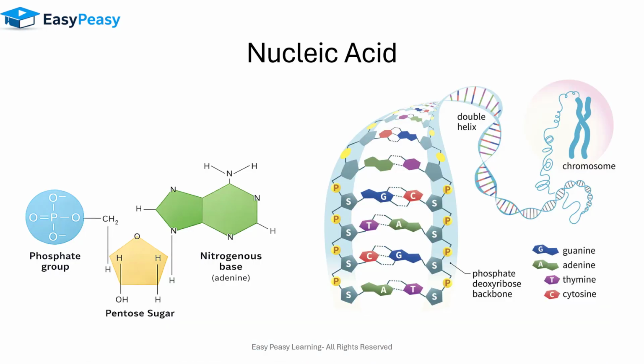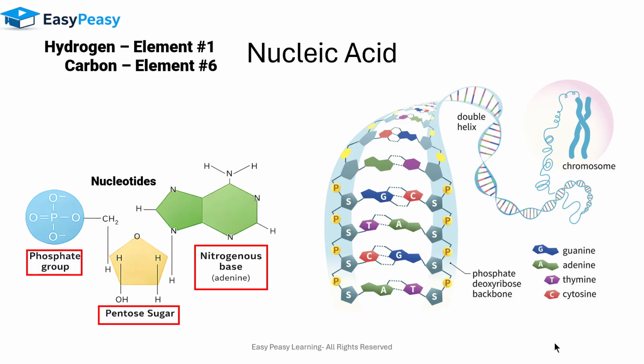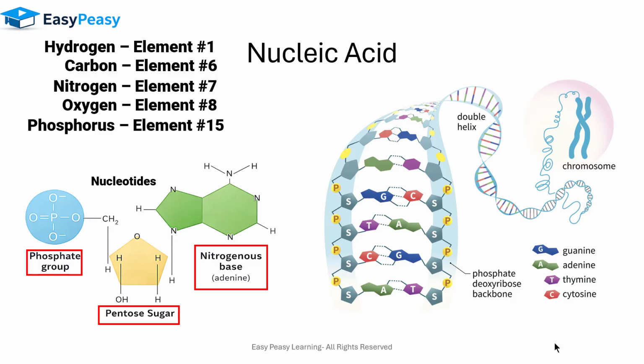The next and last biomolecule that we are going to talk about is nucleic acid. Nucleic acid is made up of a repetitive unit called nucleotides. These nucleotides are made up of phosphate group, pentose sugar, and nitrogenous base. The most common elements that are making these nucleotides are hydrogen, carbon, nitrogen, oxygen, and phosphorus.